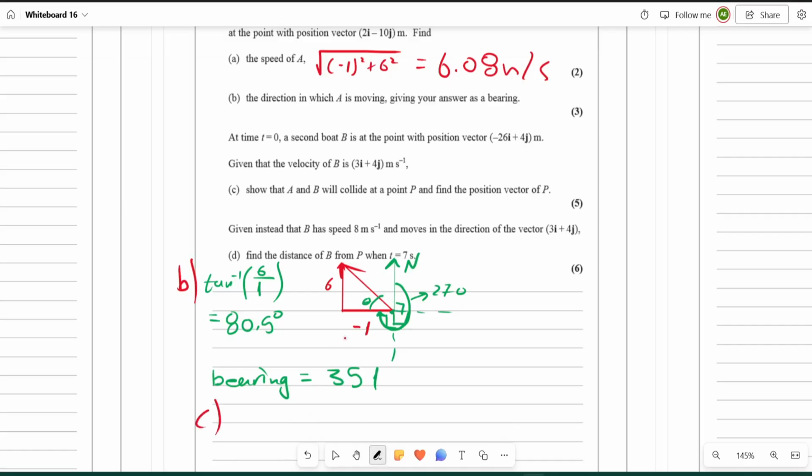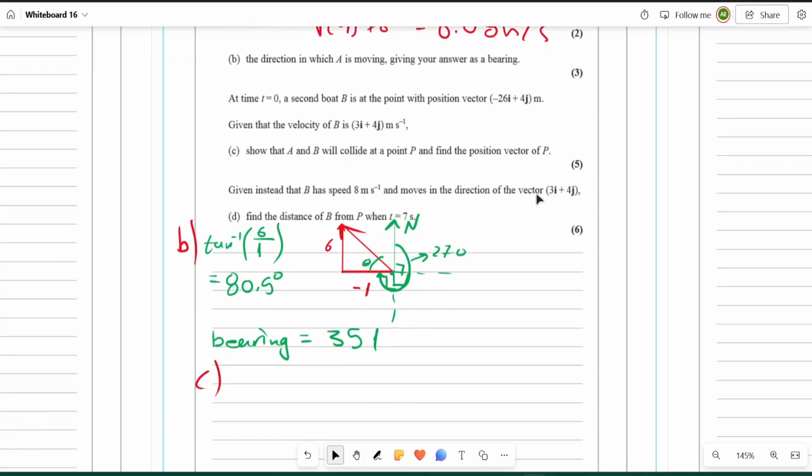Now part C, it says at time t equals 0, a second boat B is moving with the position vector this, given that the velocity of B is this, show that A and B will collide at a point P and find the position of point P. So first of all, you need to think about colliding. What does colliding mean? Colliding means that they're both at the same position at the same time, and the distance between A and B, or basically the vector AB, is 0, because this is the distance vector. So from point A to point B is 0. That means that they're at the same position. That means that they collided.